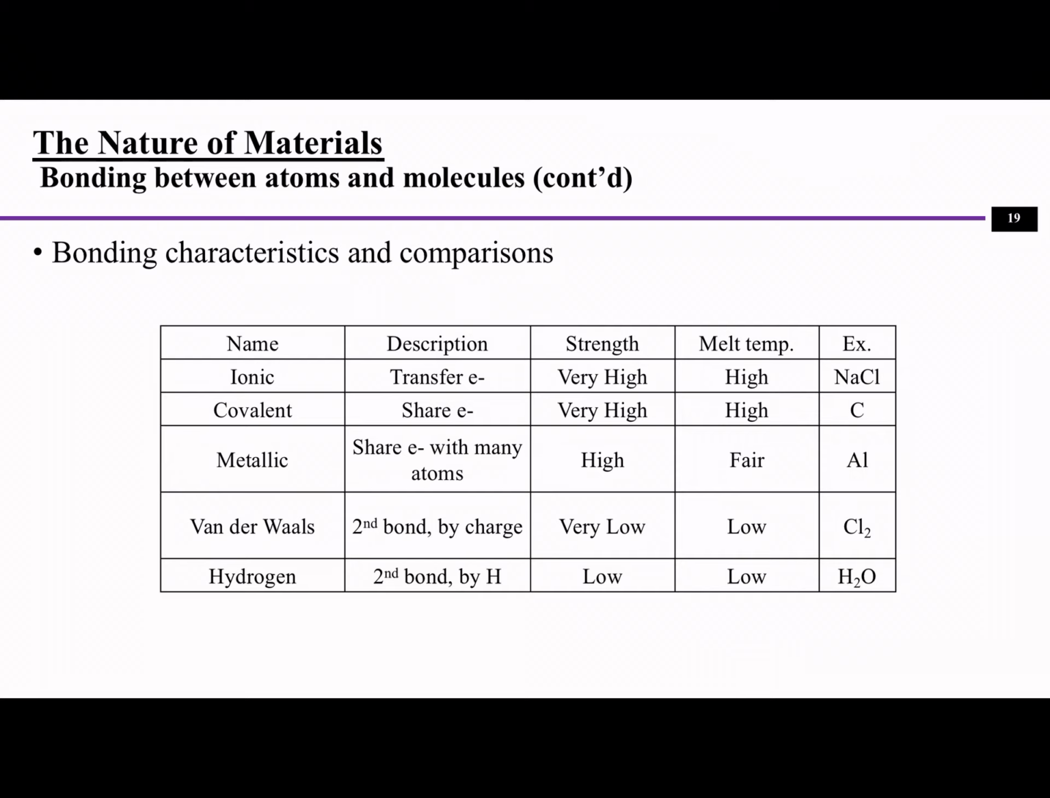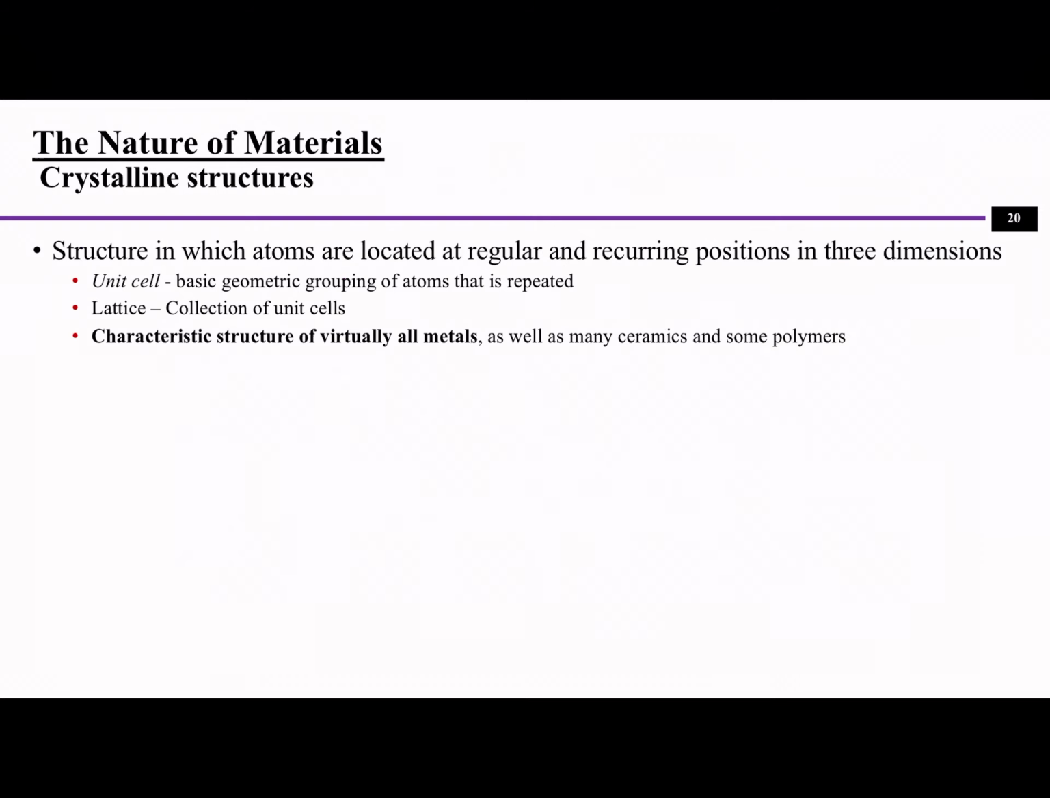Well, van der Waals forces, because they are secondary bondings, are much lower than primary bondings, and the weakest is the hydrogen bonding. And also there are some examples, right? Ionic bonding, you can see what they are. Metallic bonding usually is pure metal, right, with one single element.